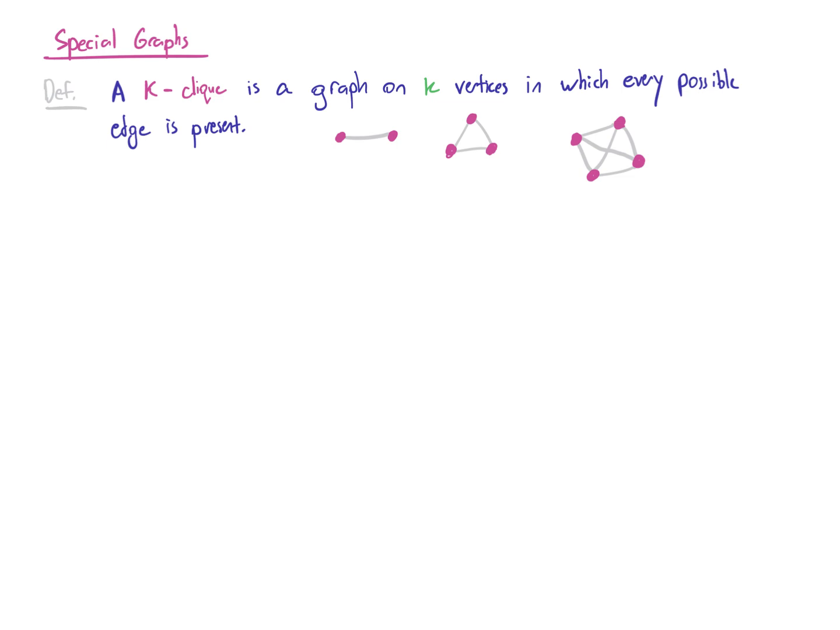So here's a few examples of k-cliques. Here's a k equals 2 clique. I have two vertices. Every possible edge exists. In this case, it's just one. Here's another one. I have three vertices, and then every possible edge exists. This time there are three available edges. Here's k equals 4. I have four vertices, and every possible edge exists. This time it's six edges. So k-cliques are the graphs that have the most possible edges for the number of nodes that they have.